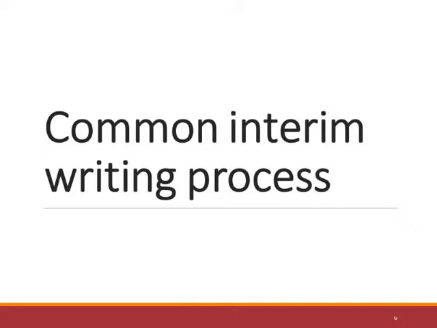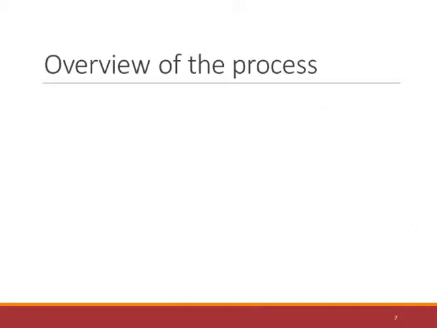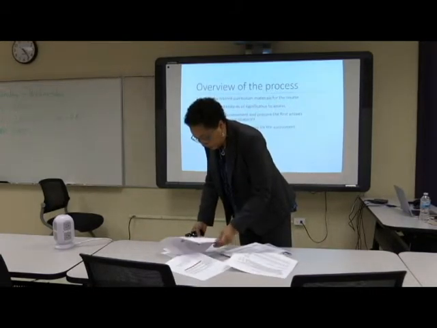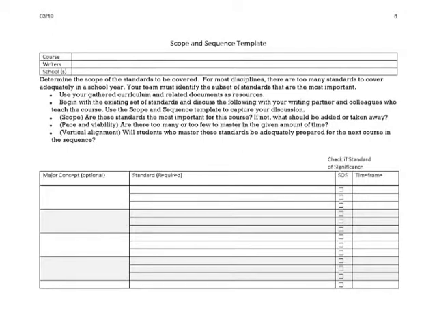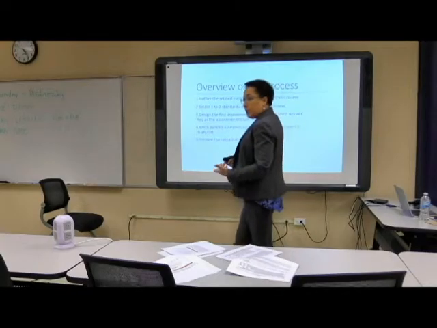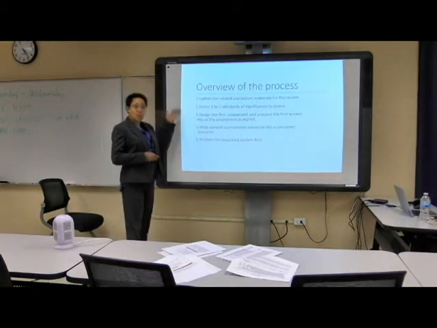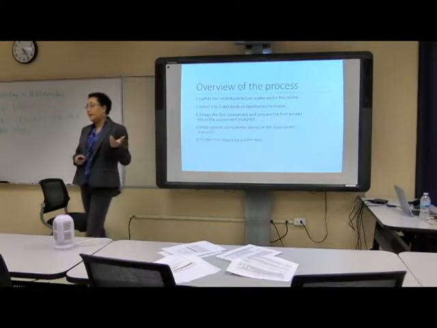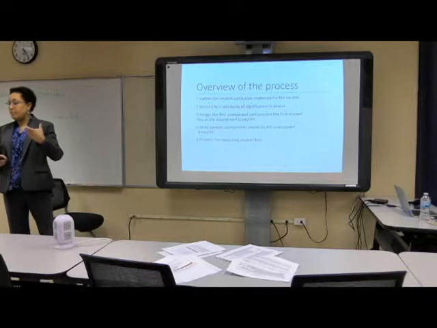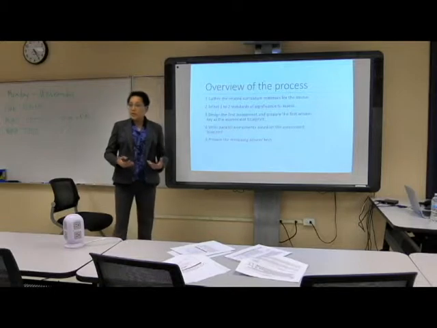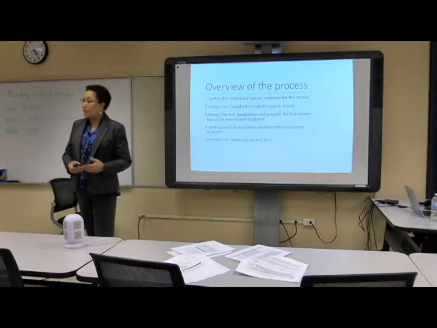So, the common interim writing process. All right, overview of the process. Get your curriculum stuff together. Spend a lot of time writing curriculum. And my materials, what I'm talking about, if I can have you turn to page 6 in your handout. One of the things that you will develop as you're writing your curriculum is a scope and sequence template. That scope and sequence template is one of the things that is important for identifying the most important pieces of this course. What are the most important standards of significance, you'll hear that a lot, that are important for this course that you want to make sure students get before they leave you.